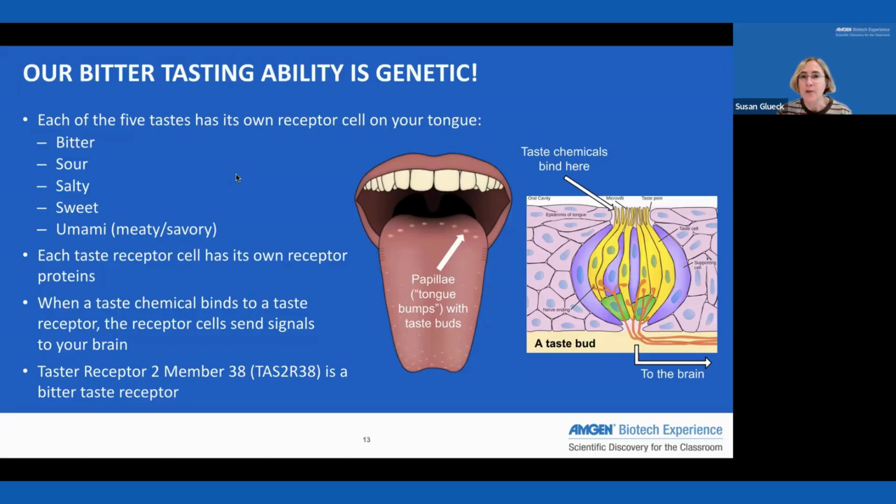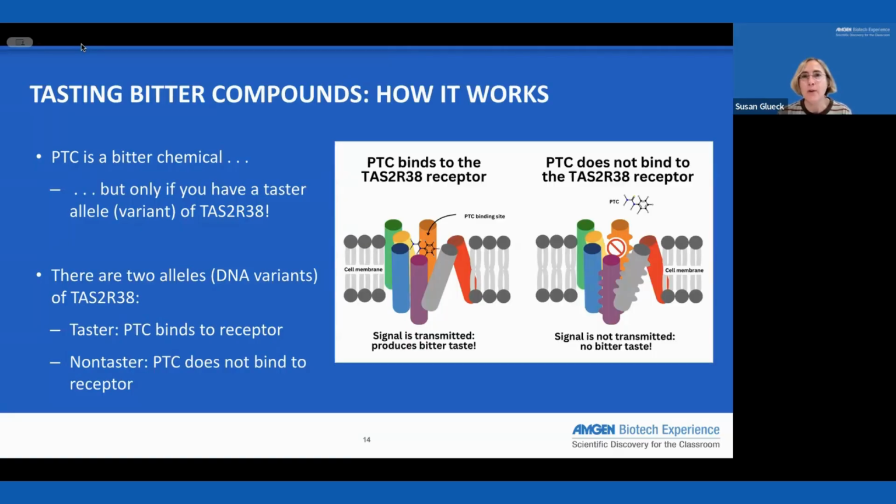Each of the so-called 5 tastes has its own receptor cell located in the taste buds of your tongue: bitter, sour, salty, sweet, and umami. And each taste receptor cell has its own receptor proteins. So when a taste chemical in your food binds to one of these taste receptors, the receptor cells send signals through gustatory neurons to your brain, and you experience the particular taste. The gene that students are looking at is the taste receptor 2 member 38 gene, one of an entire class of bitter taste receptors.